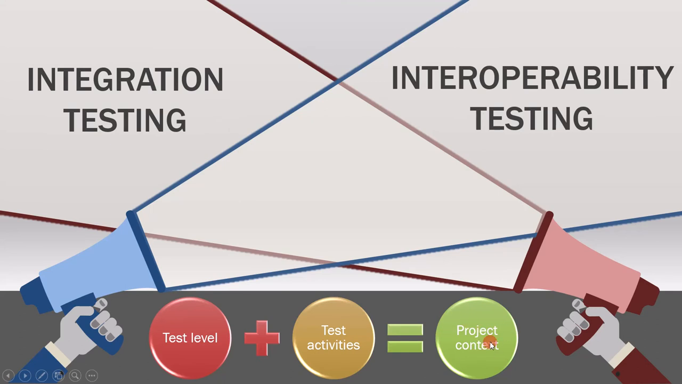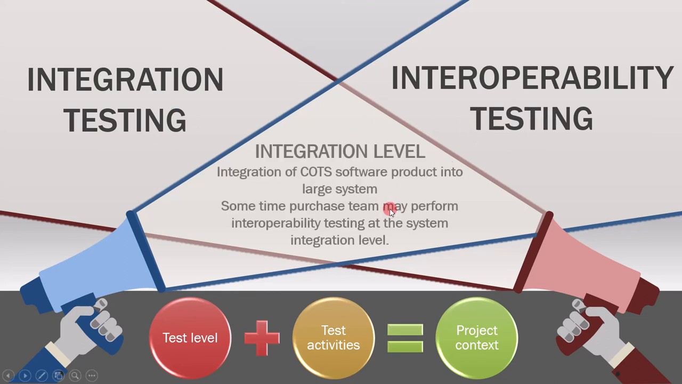So let's take a look at this project context that requires a combination of these test levels and activities. Integration of commercial off-the-shelf software product into a large system. This means there are smaller components of the software that will be combined to create the larger system. Or if you have a large system, another company can provide small software for support, which can be integrated into your system. And sometimes, the purchasing team may perform interoperability testing at the system integration level. So, when the team is carrying out the integration testing, they will do the interoperability testing too.